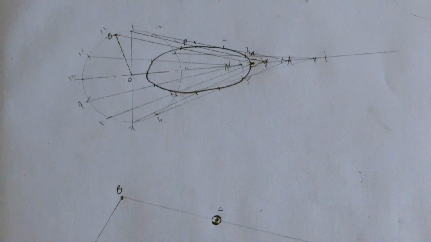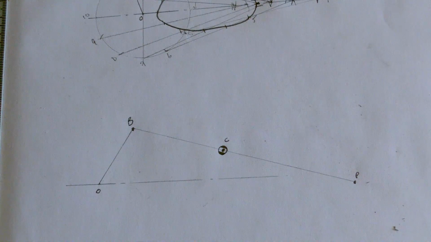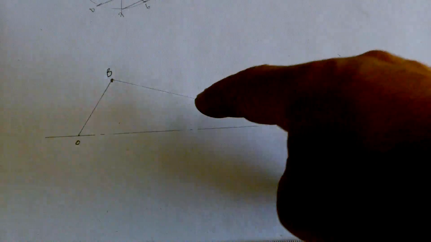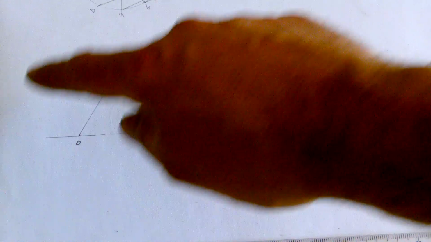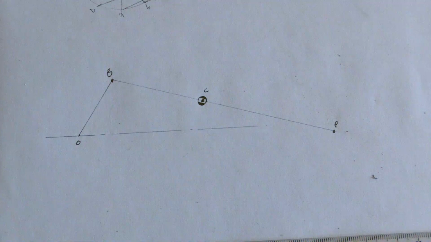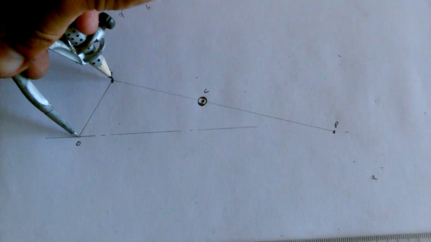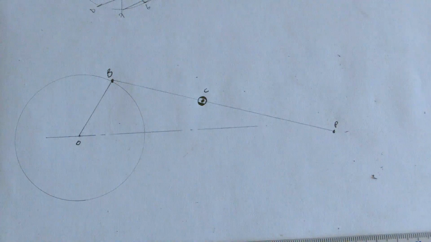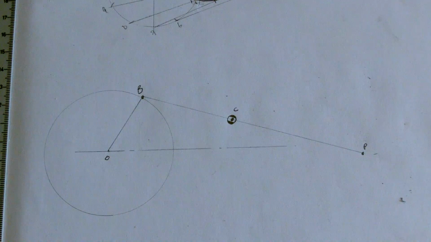We look at a different setup. Here I'm going to use a swivel or rotating bearing, which is C. I've got the same crank OB, which is going to revolve about O. So OB, which is providing the movement from whatever, from an engine or from a motor, the locus of B is that circle there.